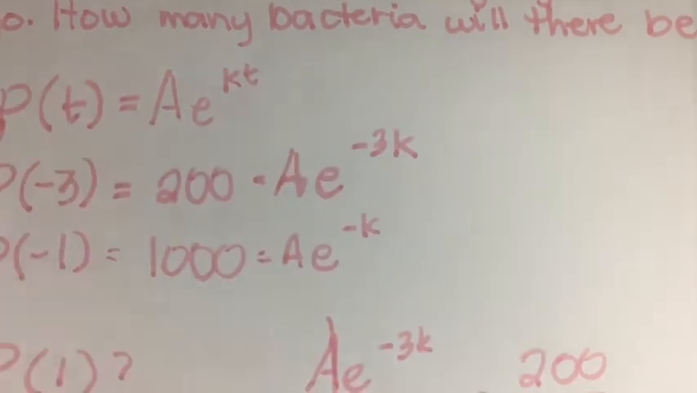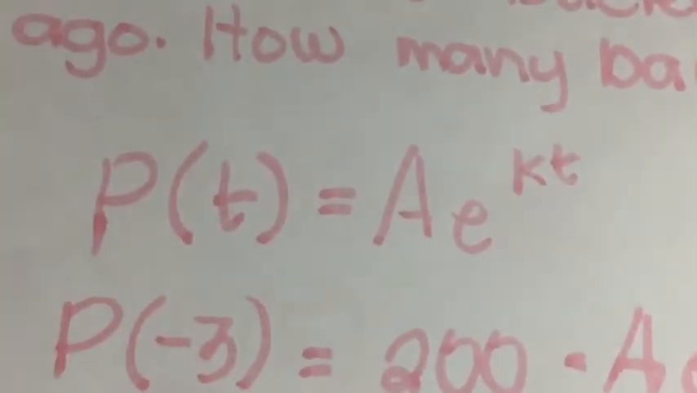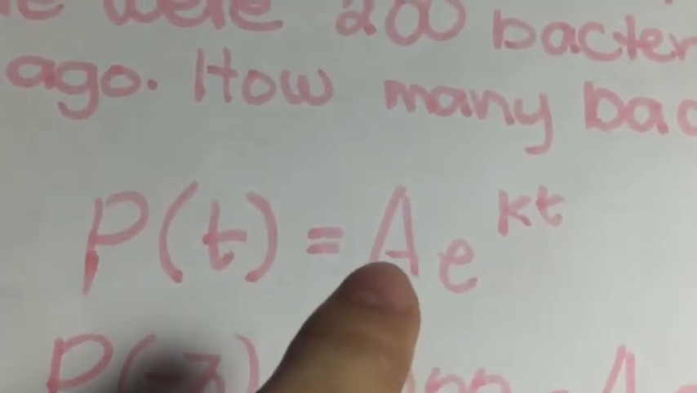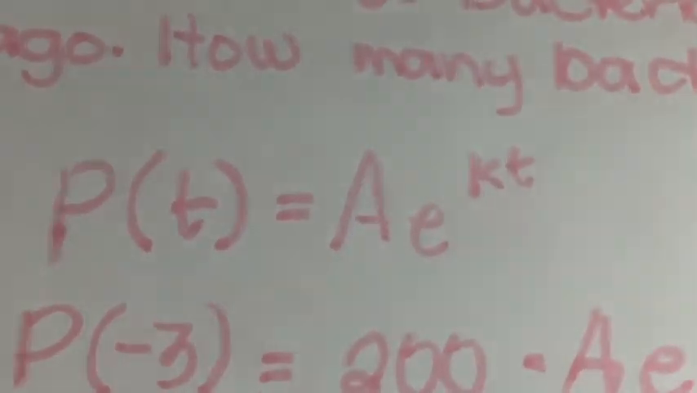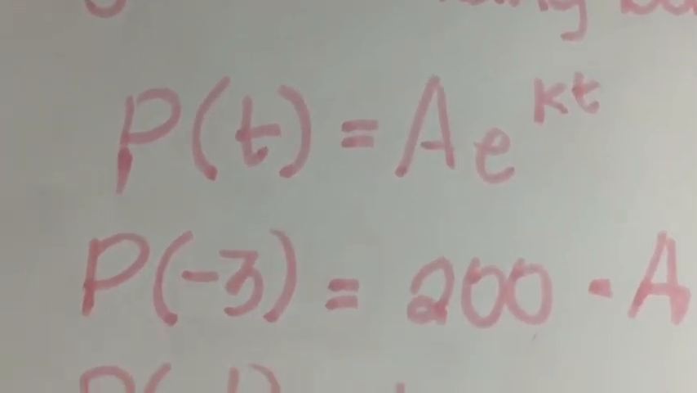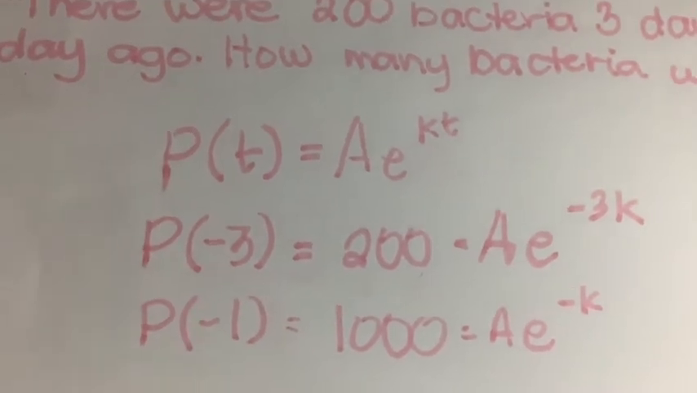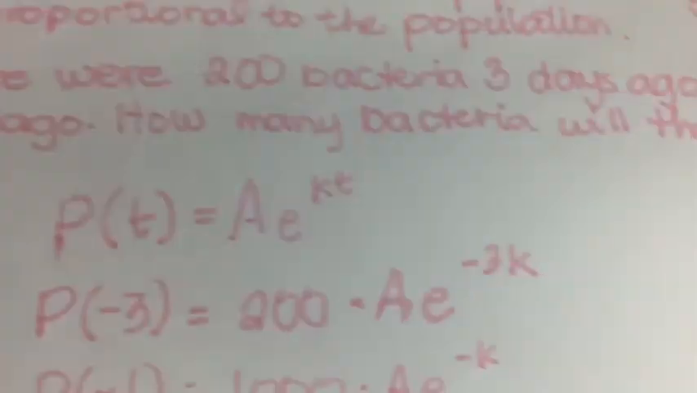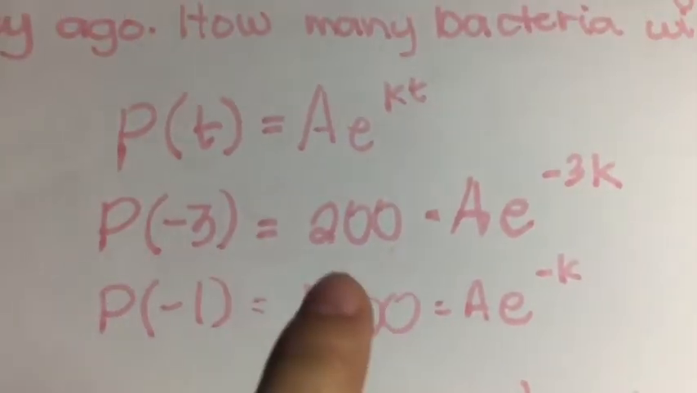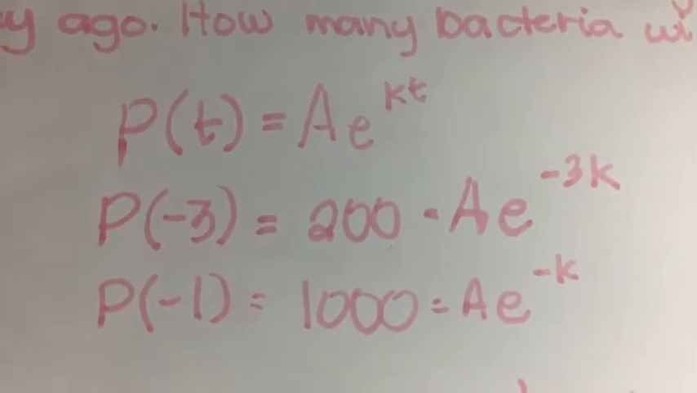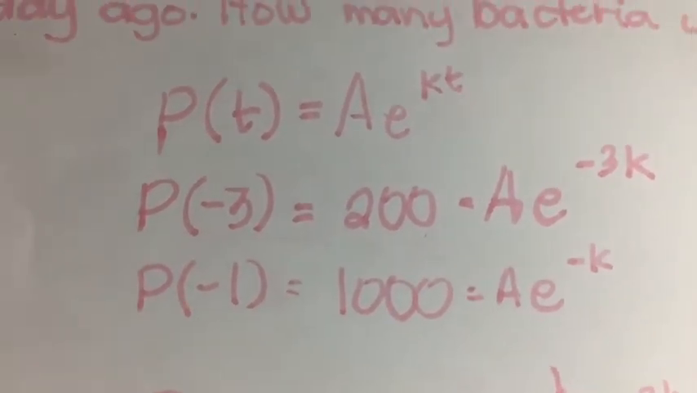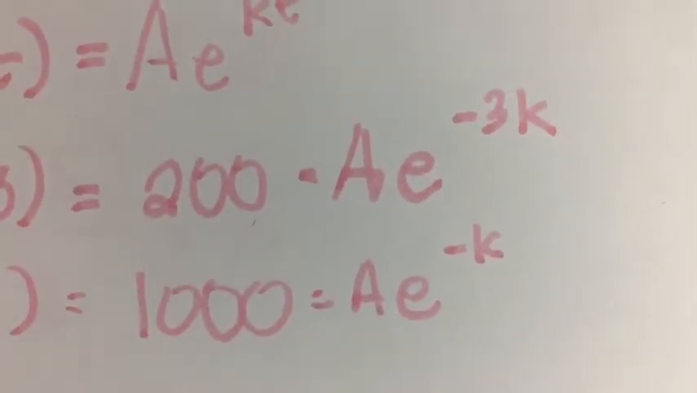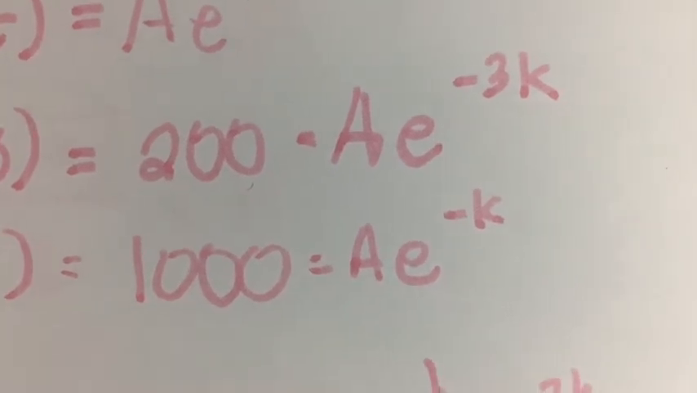In exponential growth, this is the formula: P of t is equal to Ae^(kt). But first, we don't know what A is and we don't know what k is. A is the initial value and k is the rate of growth. But what we do know is that P of negative 3, because it's 3 days ago, is 200, and P of negative 1, which is 1 day ago, is 1000. So 200 is equal to Ae^(-3k) and 1000 is equal to Ae^(-k).